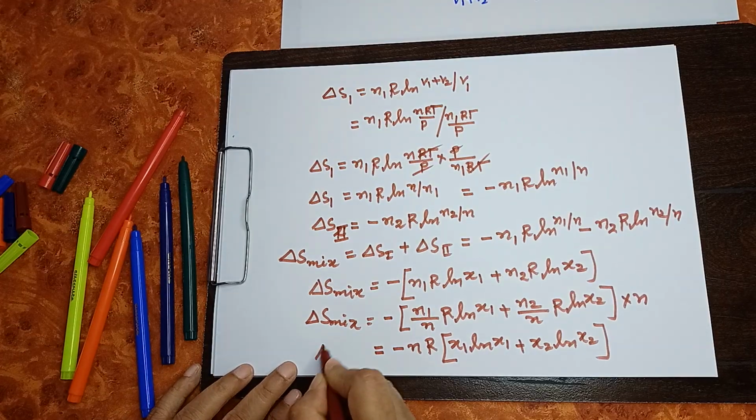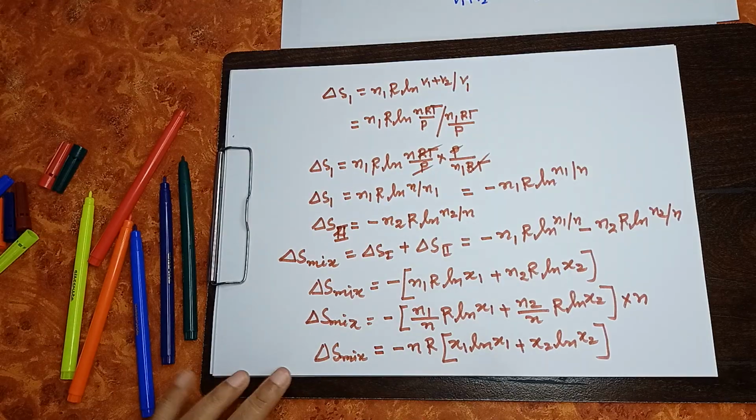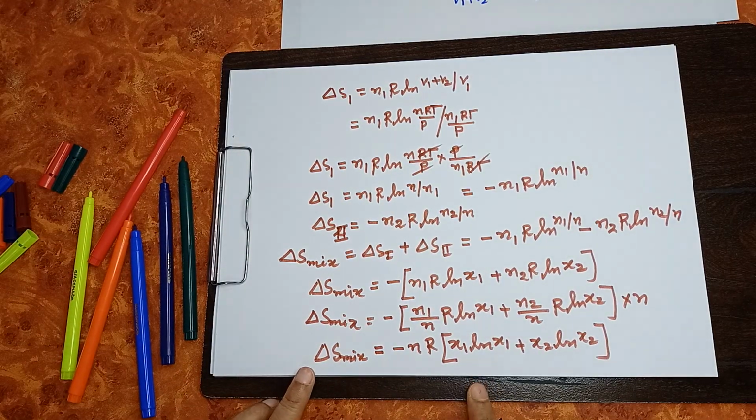That is for delta S mixing. So during the mixing of ideal gases, the entropy change is this one. Here a negative sign is there. Does it mean that entropy change is negative, or entropy decreases during mixing of ideal gases?